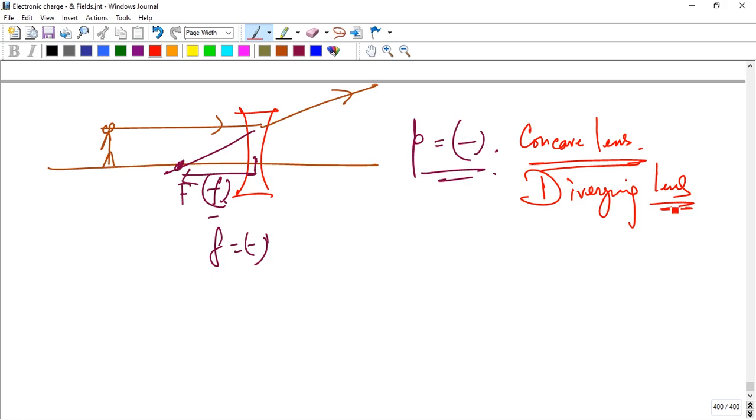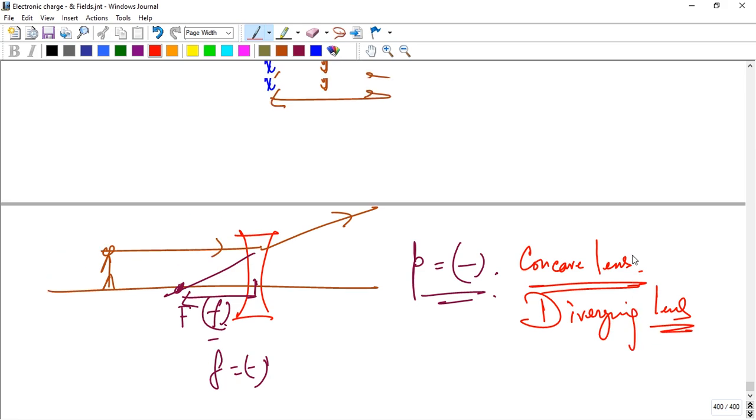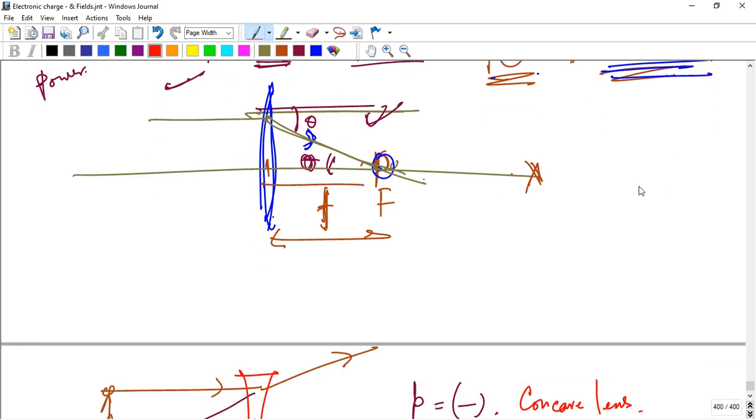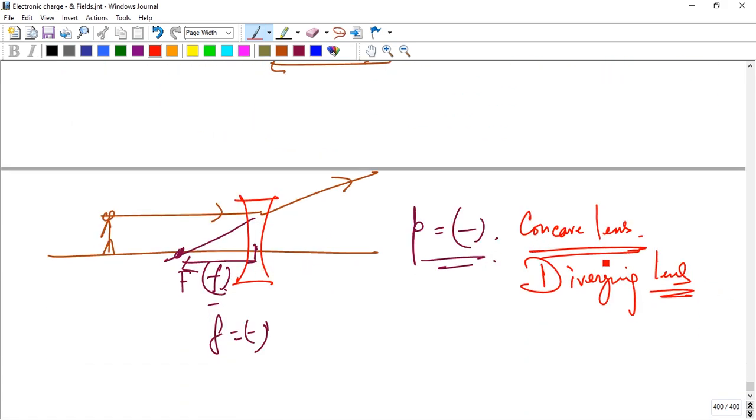Clear? Now I think the confusion will be cleared. When someone says you have a positive power, it means a convex lens. If someone says the power is negative, then the glass we use is a concave lens.